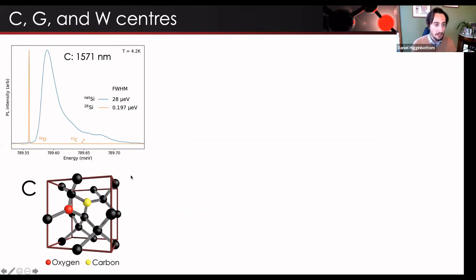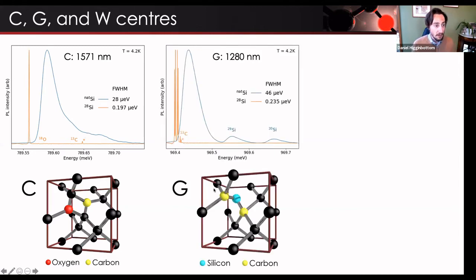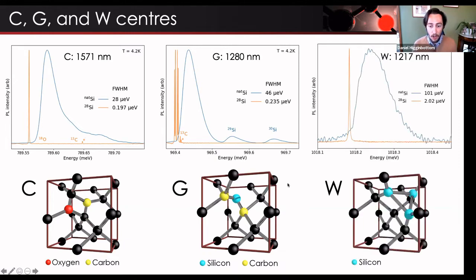When we measured it in silicon 28, we discovered that the line width of the C center was reduced by about a factor of 140, down to only twice the lifetime limited line width. And that actually allowed us to resolve isotopic variants of the C no phonon line, which you can see here and here. The G center, which emits at about 1280 nanometers, also showed dramatic narrowing, which revealed this previously unseen and unexplained structure. So currently unexplained. And the W line isn't quite as narrow as the others, but what that shows is that it's actually very sensitive to electric fields and strains, which makes it an interesting candidate for tunable on-chip light sources.